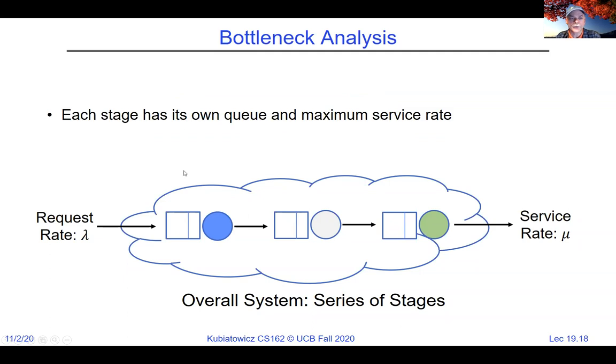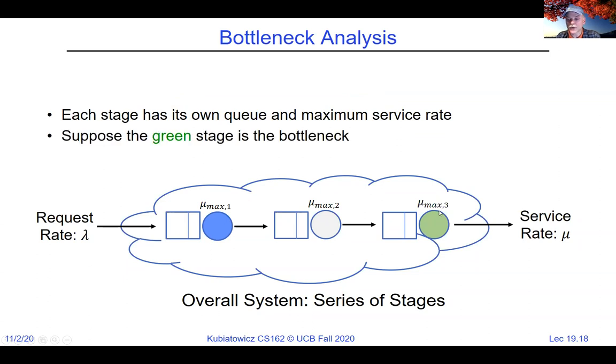Now, unfortunately, it may be that each of these stages aren't equally balanced. And so somebody has the slowest mu max, and they're going to end up limiting the rate. If the third one, which is green, is the slow one, then the queues behind it and everything else behind it are going to build up. So you could view this really as a full system with one queue representing everything behind it and a service rate of mu max number 3. And that's the system we're going to analyze, okay? That's the bottleneck analysis, where you figure out what the bottleneck is.